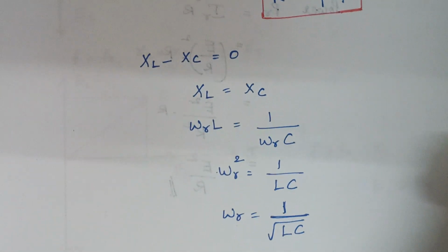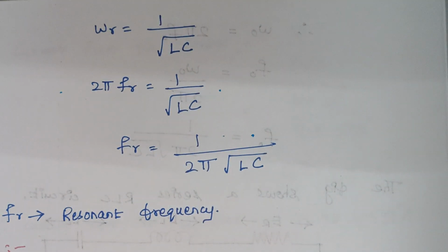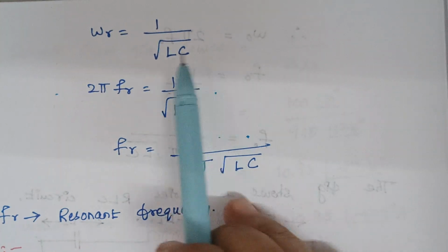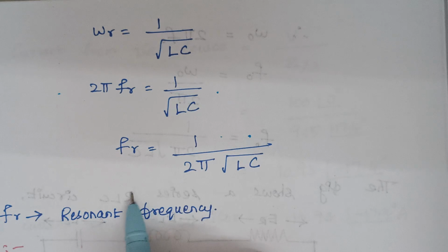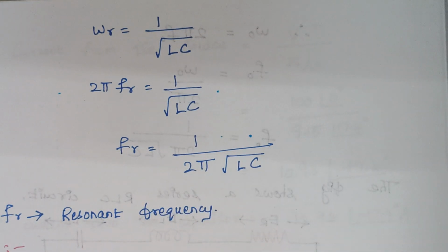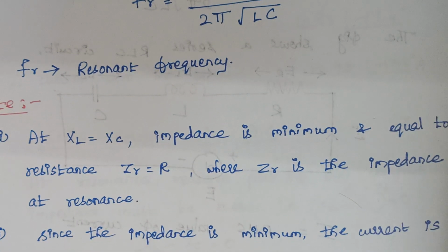And finally, the value of resonant frequency is 1 by root of LC. So here omega R is 1 by root of LC, and omega R is nothing but 2 pi FR. Right, and again FR is 1 by 2 pi square root of LC. So here there are some points to be noted.